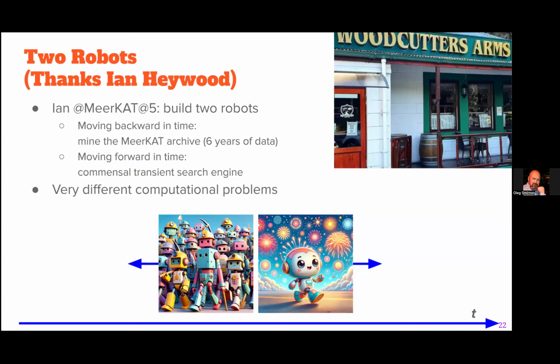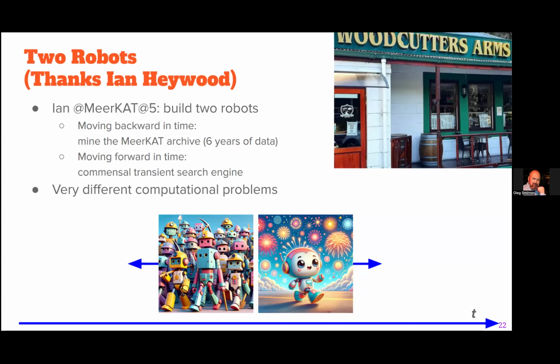So as we wrapped up the pilot paper, I was having a beer with Ian Heywood at the Woodcutter's Arms. At the time, he was getting into the same kind of work. He was also starting to open up the time axis. And we had a beer and we said, well, hey, we should be doing this all the time with all the MeerKAT observations. And the more beers we had, the more feasible it seemed. So after a few pints of pale ale, we convinced each other that this was a perfectly reasonable thing to do and entirely practical.